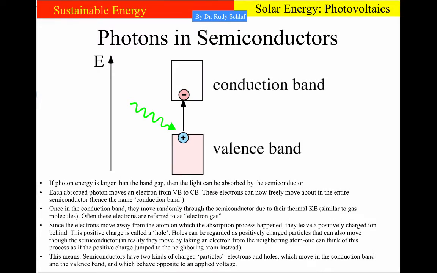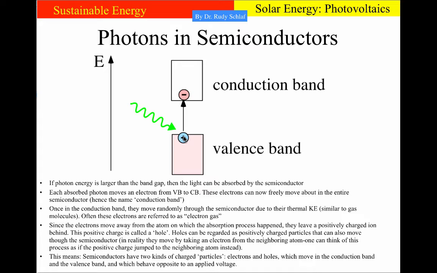So when light hits such a semiconductor, and the energy of the light, here symbolized with this wavy green line, the energy of this photon is larger than the band gap, then an electron is moved from the valence band into the conduction band. And of course what that means is we have now one electron up here in the conduction band, but we also have a missing electron down here in the valence band. And this missing electron is called a hole.